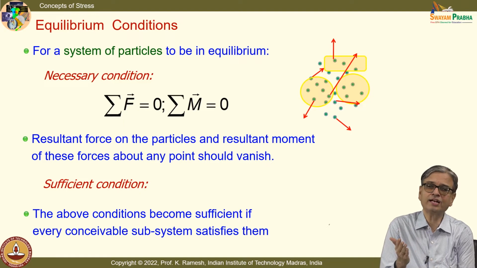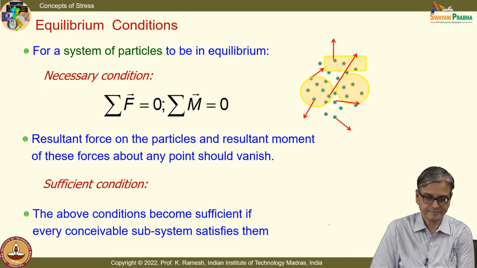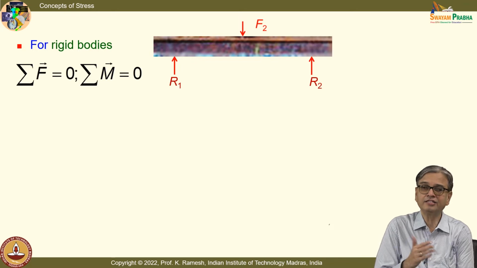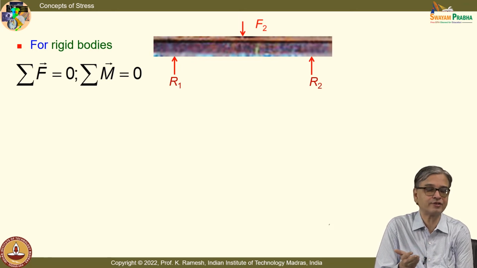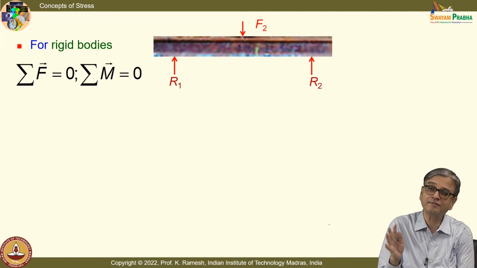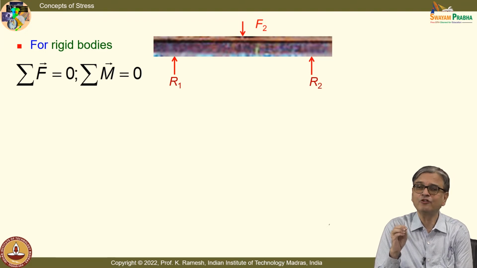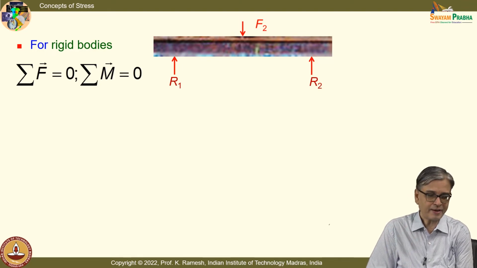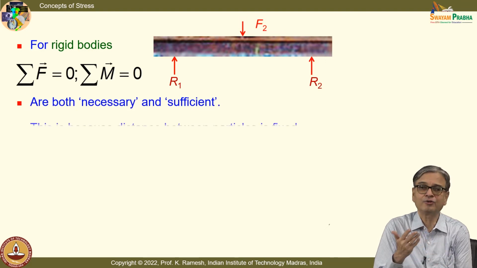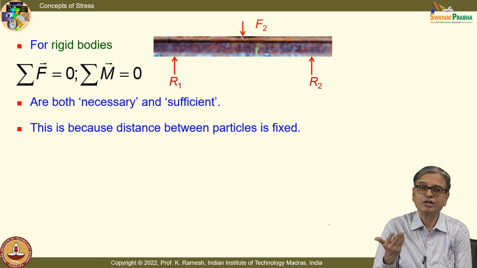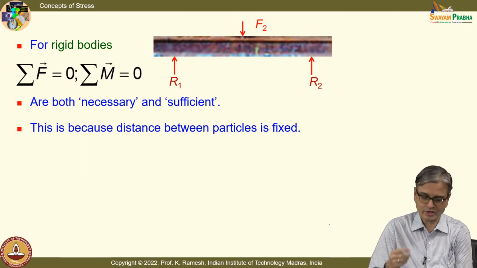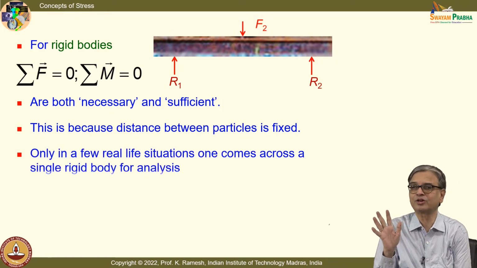Let us now look at what happens in a rigid body. In a rigid body, if I have F equal to 0, M equal to 0, that itself is both necessary and sufficient, because we have already noted the particles are fixed. The distances between them are fixed. Nothing happens to them. But in practice, you don't have a single rigid body. You will always have a collection of rigid bodies.